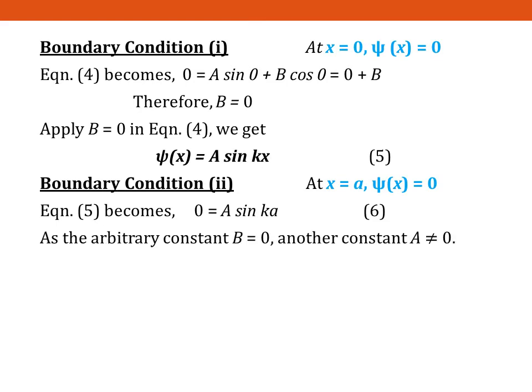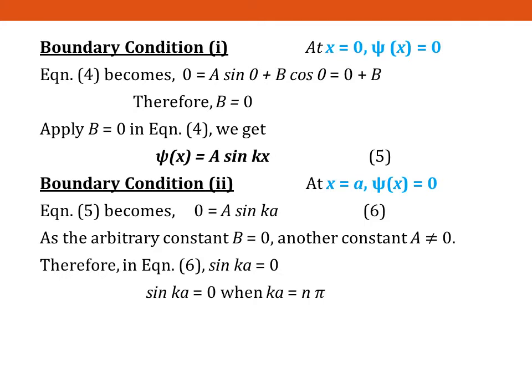In equation 6, a cannot be made equal to 0 since the other arbitrary constant b is already 0. Therefore, sin ka alone can be made equal to 0. And we all know sin ka can be 0 only when ka takes integral multiples of pi. And when we say integral multiples of pi, n has to be a positive integer, which is 1, 2, 3 and so on, giving us k equal to n pi by a, which we represent as equation 7.